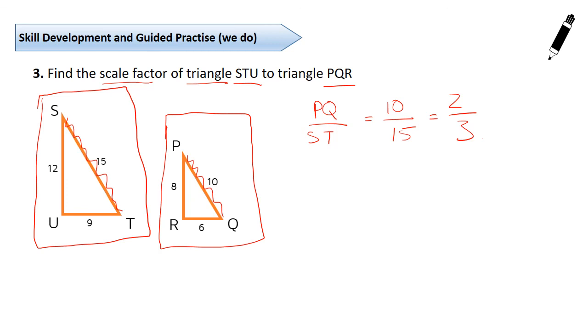Okay, if you're a little bit worried about the order, the new length goes on the top, the old length on the bottom. New divided by old, okay? So we start with triangle STU, and then we change it into PQR. So new divided by old. So that's why we had PQ first and then ST.